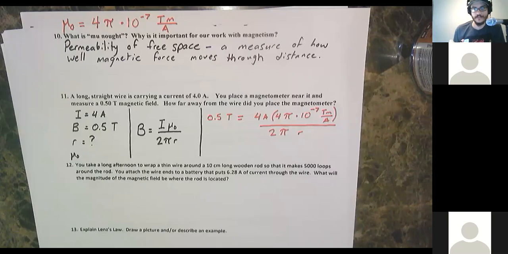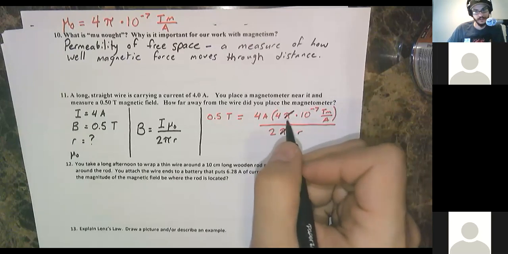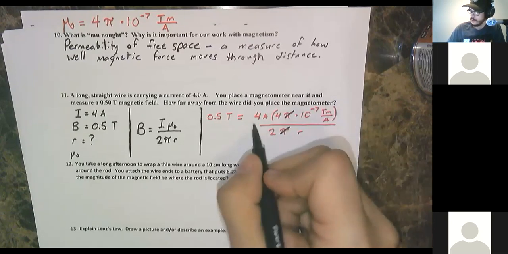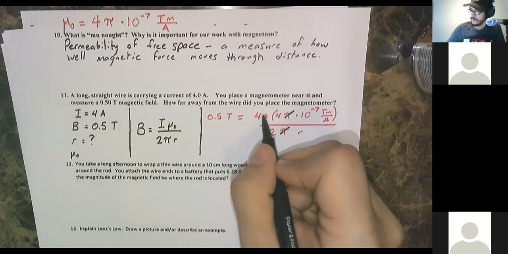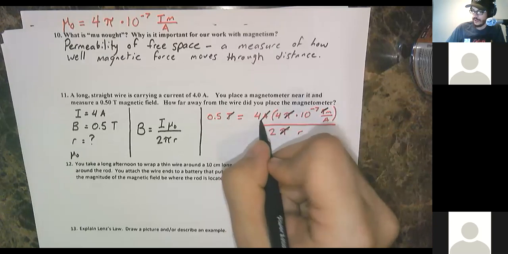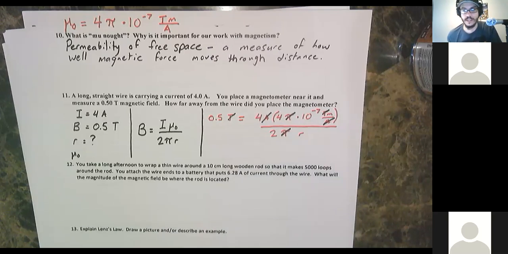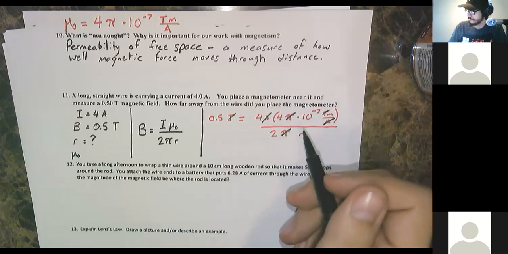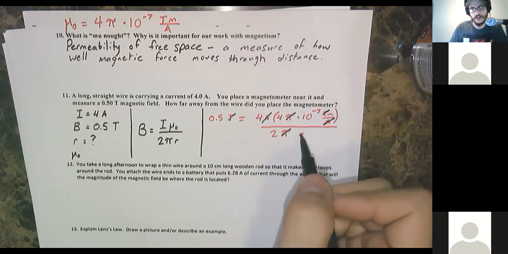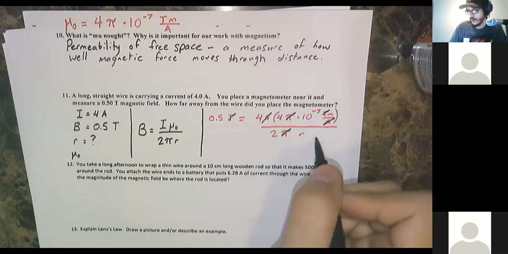Let's get rid of common terms. We have a pi on the top and a pi on the bottom. That goes away. We have a Tesla on this side and a Tesla on the opposite side. We have amperes per ampere, that cancels. So we're left with the only unit being meters, which is good because we want to find a distance. Distance is measured in meters. We're trying to solve for 2r. So we need to move 2r to the other side. 2r times 1/2.